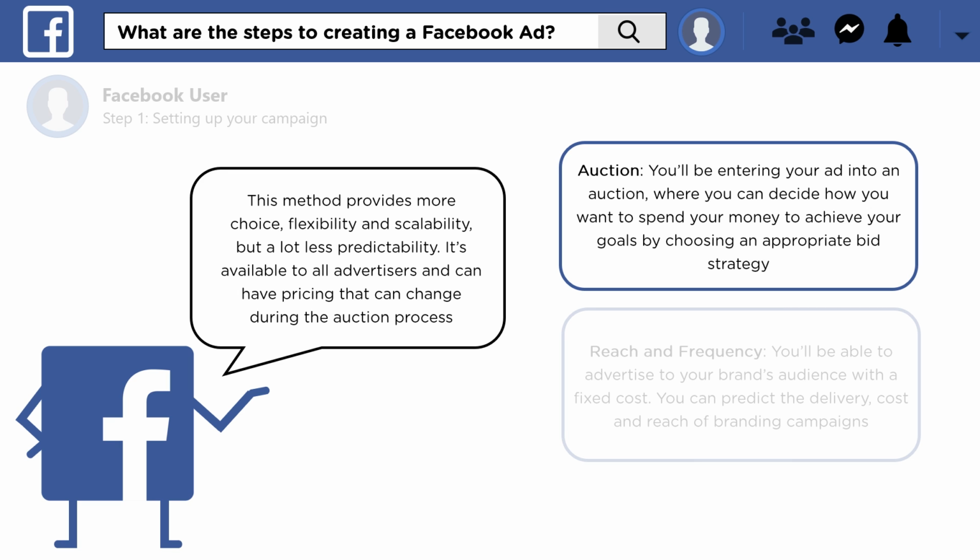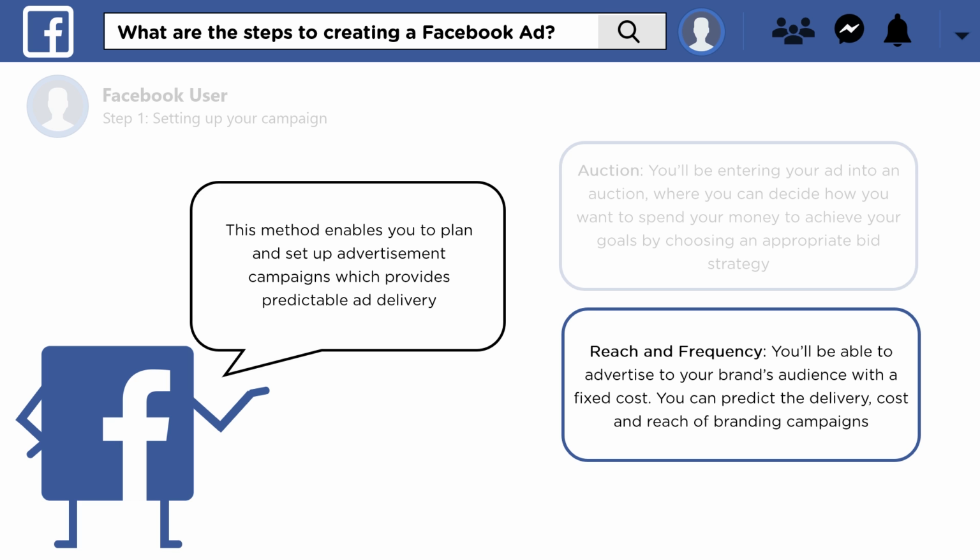This option is available to all advertisers, and you can have pricing that changes during the auction process. That's the unpredictability part, the pricing. Pricing can fluctuate during the auction because different advertisers are trying to achieve the most prominence for their ad. With reach and frequency, you'll be able to plan and set up your campaigns so it's more predictable how the delivery is going to be done, because you can set everything up in your campaign.